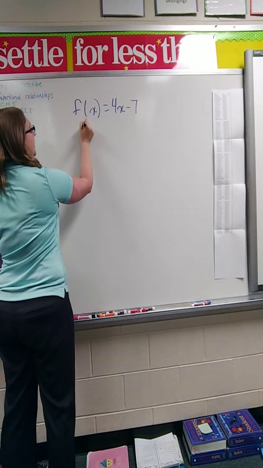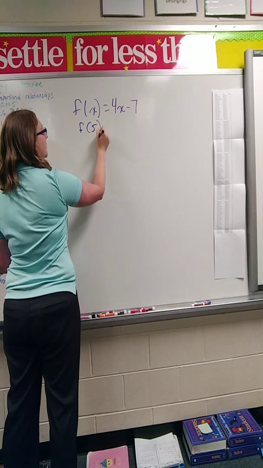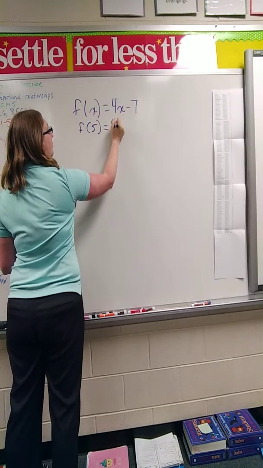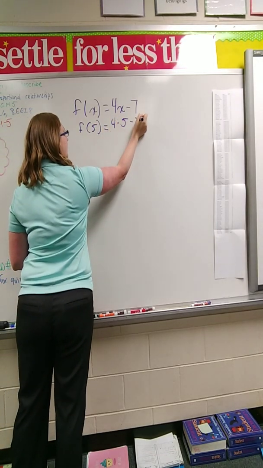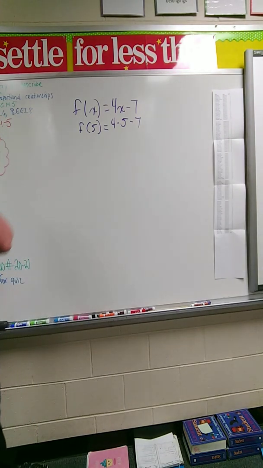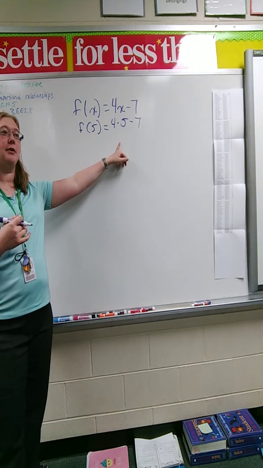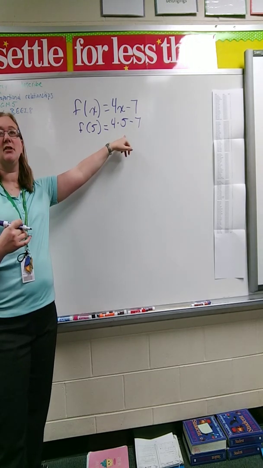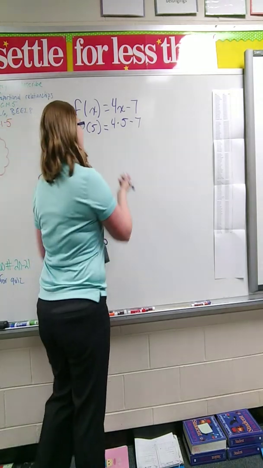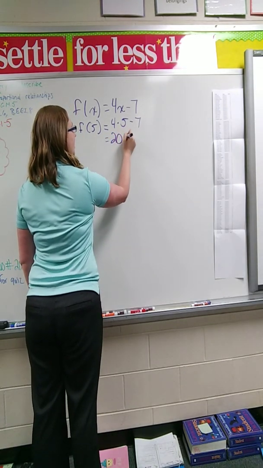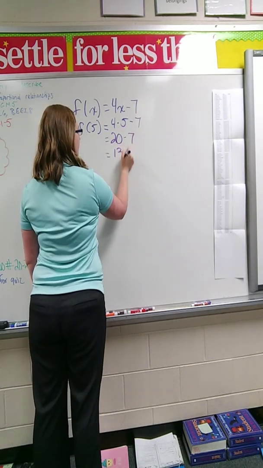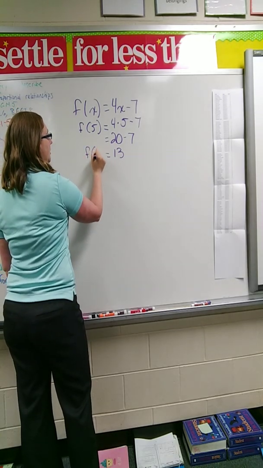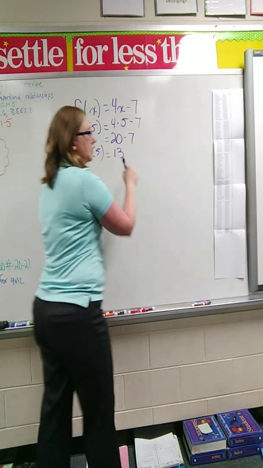So we would find the function of 5 is equal to 4 times 5 minus 7, because we're going to substitute the 5 that we're given for our variable. Then we follow order of operations. 4 times 5 is 20, and we'd have 20 minus 7, which is 13. So we would say that the function of 5 equals 13.